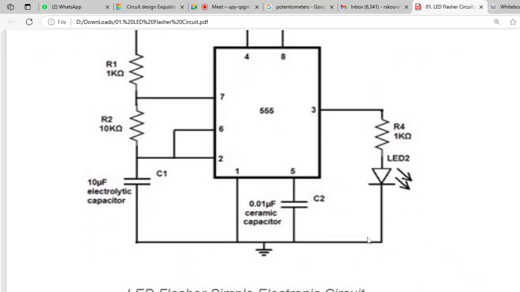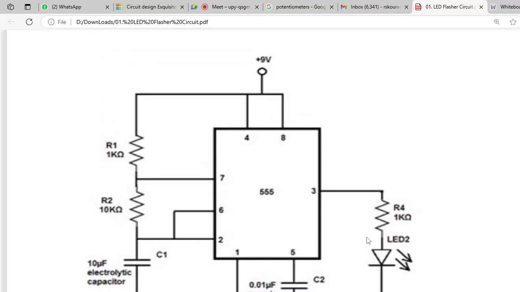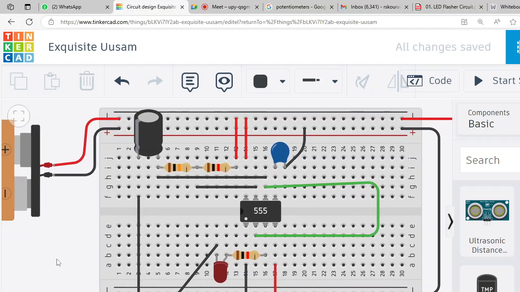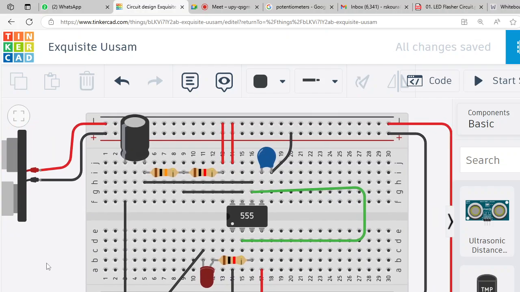Number 4. Excuse me, sir. I think I've got the problem. Yeah, what is the problem? Sir, see the red one is negative and it's entering positive down there.